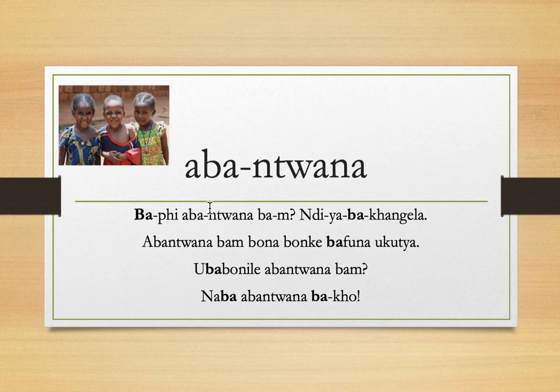Abantwana, the children. Baphi abantwana bam? They are where, my children. Ndiyabakhangela. I am looking for them. Abantwana bam bona bonke bafuna ukutya. All of my children, they want to eat. As for them, bona, the emphatic pronoun with aba.